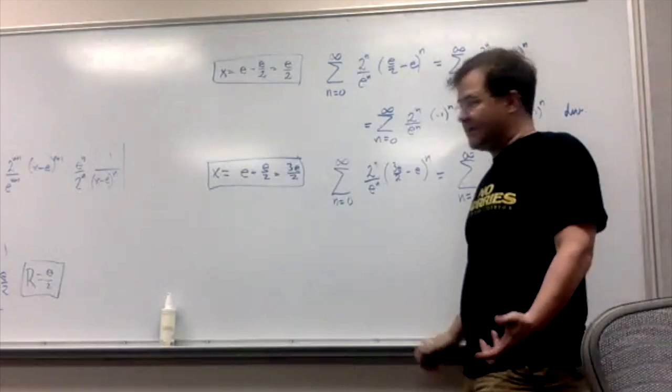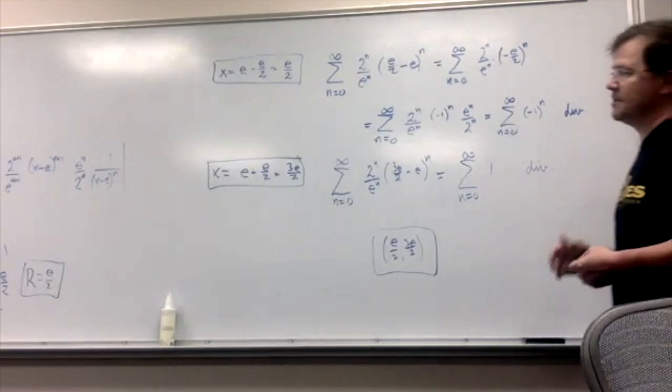So now I can safely say that the interval of convergence is e over 2 and 3e over 2. I'm saying that the endpoints are not part of the interval, right? And that's what it would take to get full credit on this one.